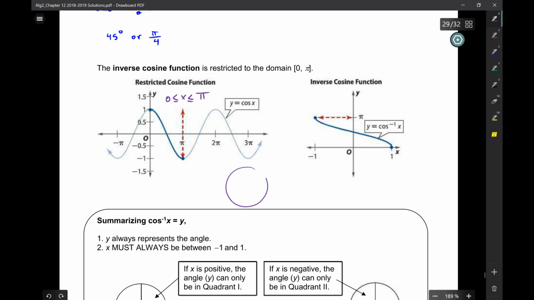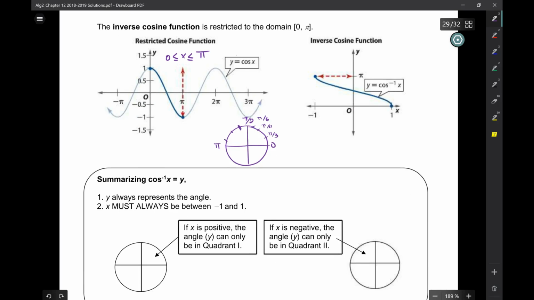So on the unit circle, I'm going to go from 0 to pi. This is pi over 2. So here I have pi over 3, pi over 4, pi over 6. And then what do I have here? What's the top one? Oh, wait. I did that wrong. I'm sorry. This is pi over 3 and pi over 6. I went backwards. So which one is this one here? 2 pi over 3, right?